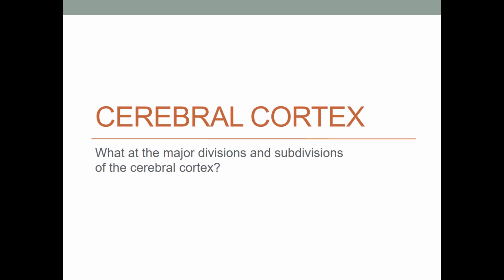We're going to think about what the major divisions and subdivisions of the cerebral cortex are. Now, what I'm about to do is sort of simplifying, and I want to make that very clear. So we know that the brain works all the time together as a single unit. And so it's sort of misleading to say that different areas of the brain are responsible for different things, because the brain works together all the time.